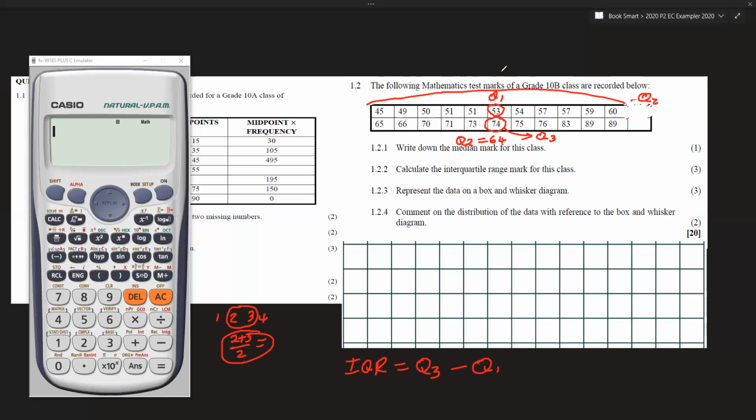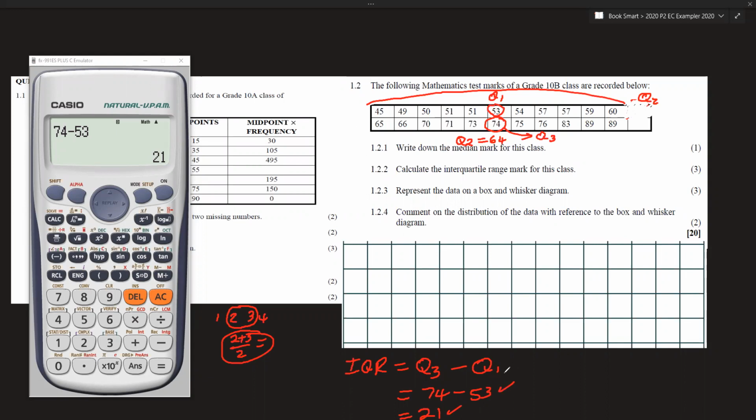Thank you very much. So now we have our Q1, Q2 and Q3. So Q3 is 74 minus Q1, which is 53. Let me get a little bit lazy and use a calculator. So it's 74 minus 53, which becomes 21. So this should give us 21.